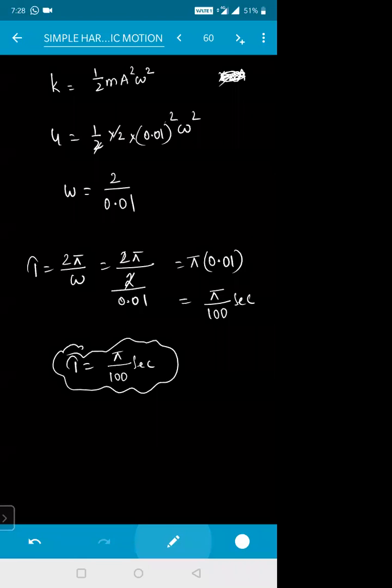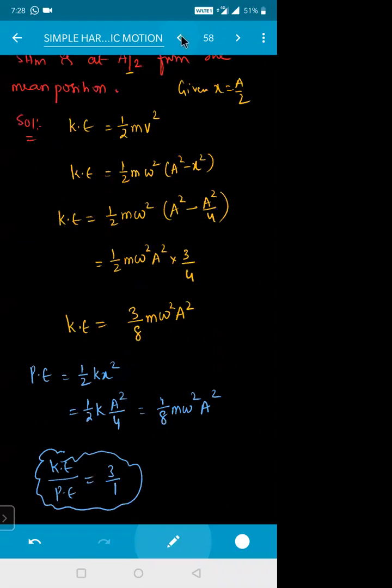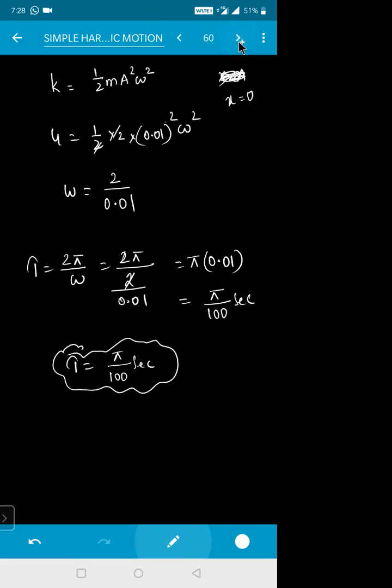At mean position x will become 0. What is our formula? At mean position x is becoming 0. That is the reason half into m into omega square into A square, we are getting maximum kinetic energy. At the mean position, it must be equal to 0, right?